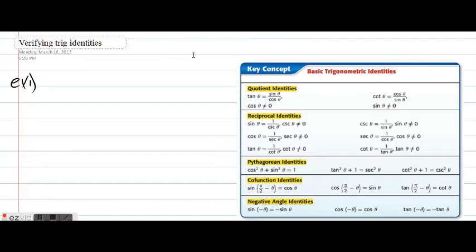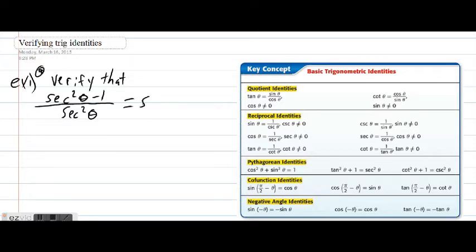Alright? We have that. So example 1, Part A. We want to verify that secant squared of theta minus 1 divided by secant squared of theta is equal to sine squared of theta.